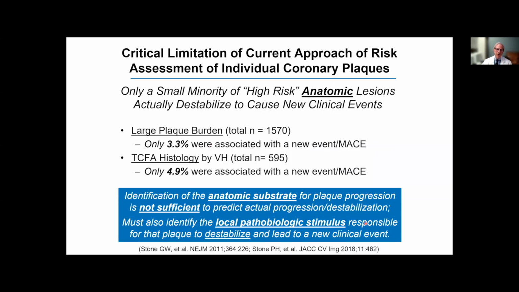And I think what's a very important aspect for us to be aware of is that we've had many years now of identifying the anatomic characteristics of the plaque, but we've learned recently, in the past decade or so, how inadequate that is to identify the plaques that will destabilize and cause a new event. For example, in the PROSPECT study, the large plaque burden, which is the most powerful prognosticator, less than 4% of them were associated with a new adverse event.